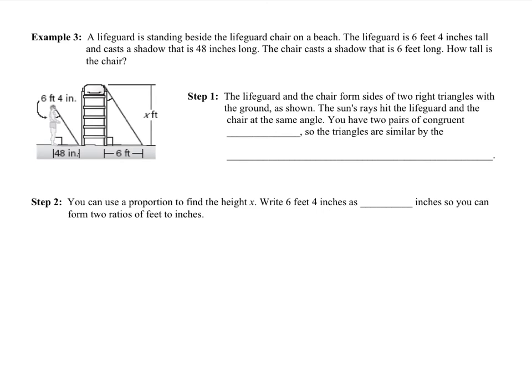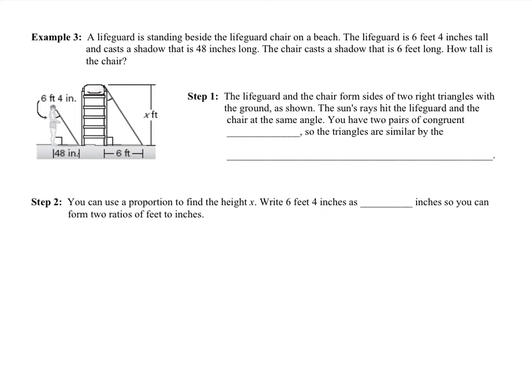Example 3. Let's see how we can use similarity in a word problem. A lifeguard is standing beside the lifeguard chair on a beach. The lifeguard is 6 feet 4 inches tall and casts a shadow that is 48 inches long. The chair casts a shadow that is 6 feet long. How tall is the chair?